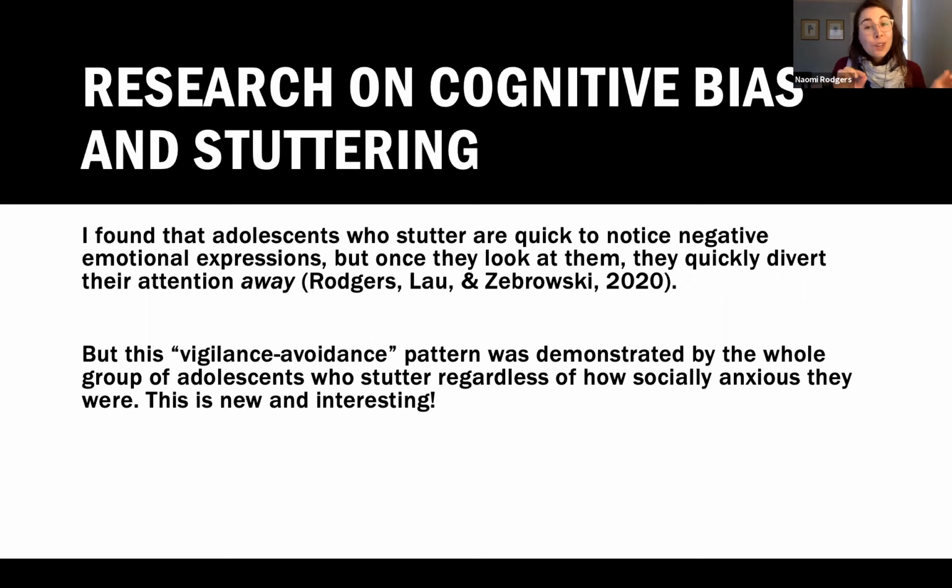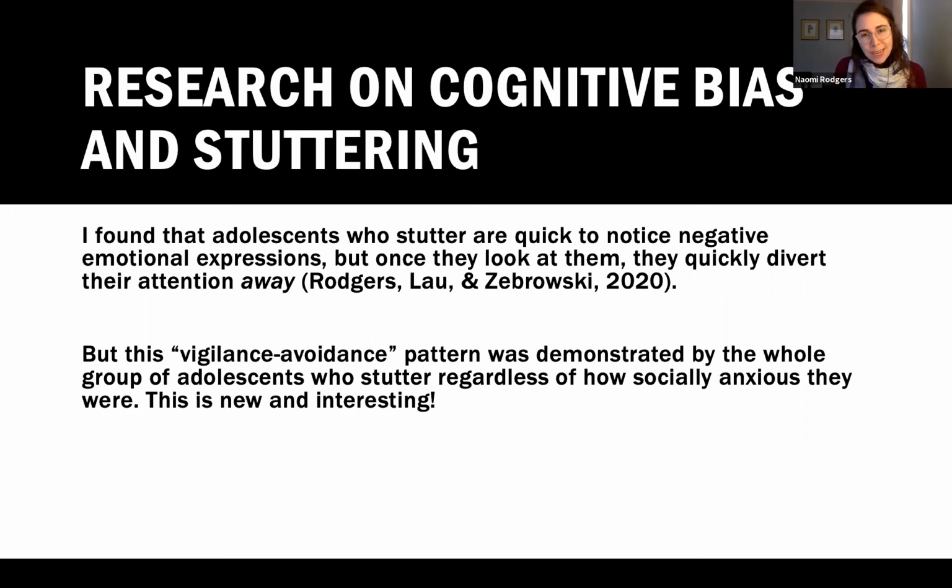Okay. And the control group, so I had 50 teens who stutter and 50 teens who don't stutter. The control group demonstrated no attentional bias at all towards negativity. They looked at the neutral faces and negative faces equally. And so you'll also remember that a couple slides ago I mentioned that usually this hyper focus on negative faces tends to be linked to social anxiety.